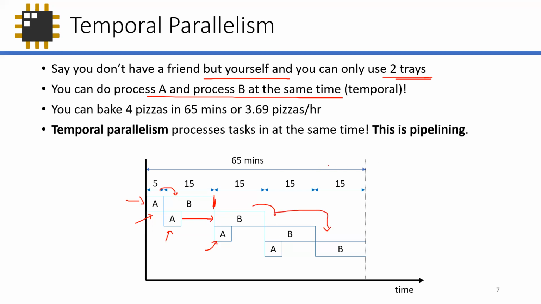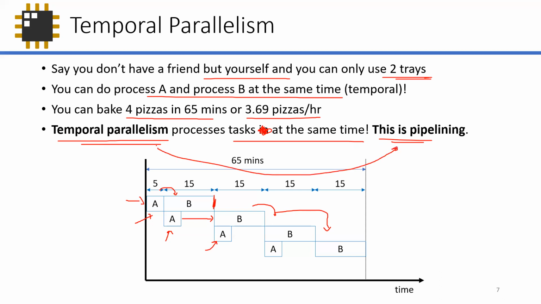So essentially, if you try to get the throughput of this process, you can bake 4 pizzas in 65 minutes, or equivalently 3.69 pizzas per hour. It's not as much as doing spatial parallelism. That's totally fine. But if you're limited by the number of resources that you have, essentially, temporal parallelism processes tasks at the same time. Right. So this is what you call pipelining. So temporal parallelism or pipelining is interchangeable. Okay. So that's what pipelining does.